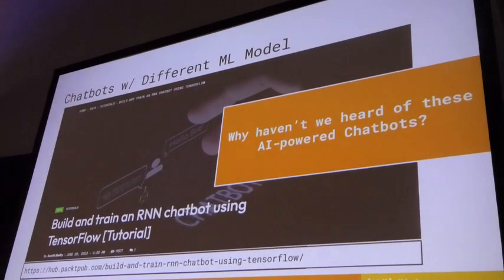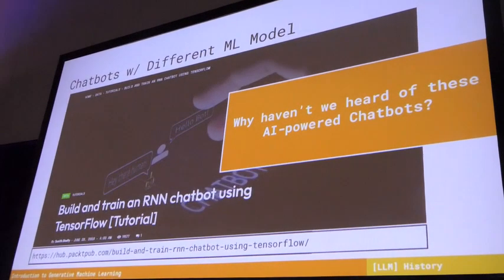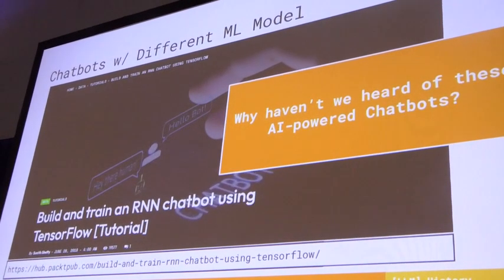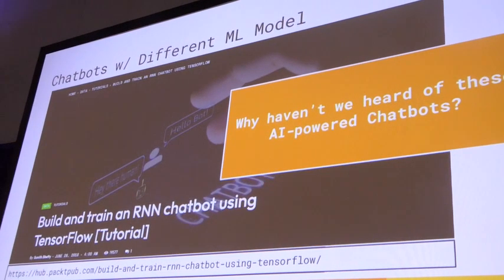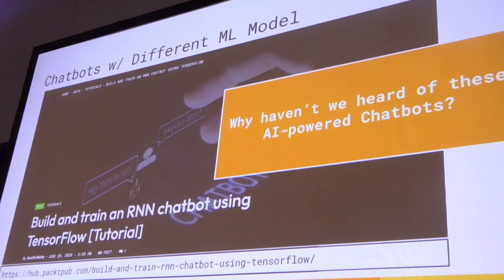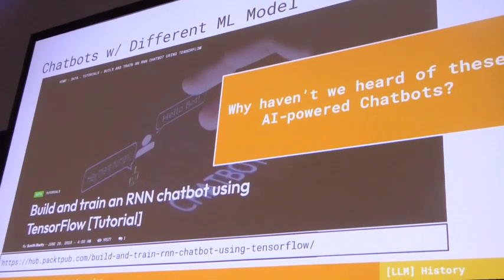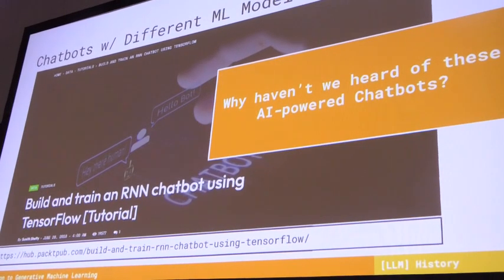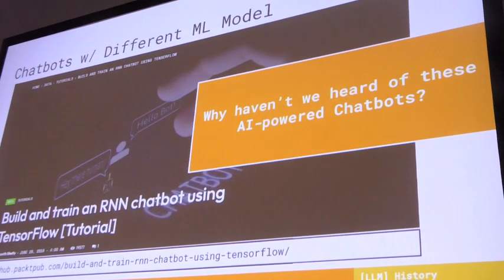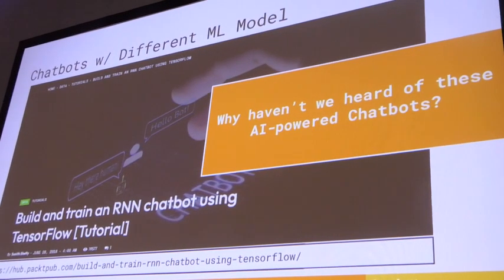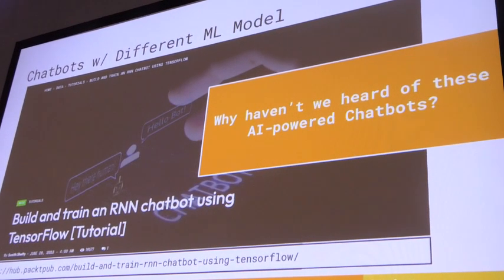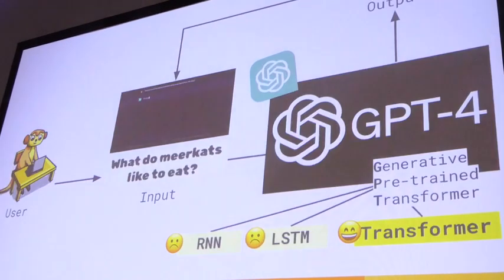There are many tutorials you can find online that use RNN or LSTM as the ML model for an AI-powered chatbot. Then why haven't we heard of these chatbots? The answer is that the generated outputs from previous chatbots are simply not as high quality as what we have today. So people couldn't utilize them for various tasks, therefore further highlighting the importance of model architecture improvements.